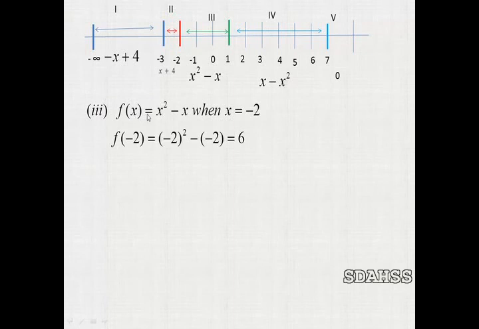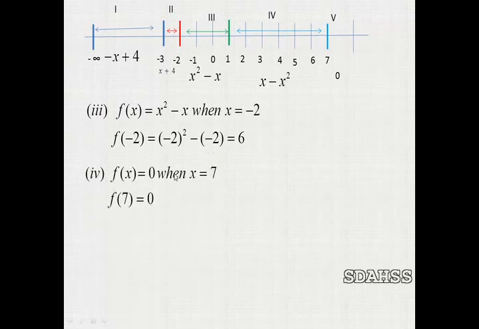So f of x is equal to x square minus x. Now substitute x is equal to minus 2. Replace x with minus 2. So you have minus 2 whole square minus of minus 2. Minus 2 whole square means 4. Minus into minus is plus. So 4 plus 2, 6.